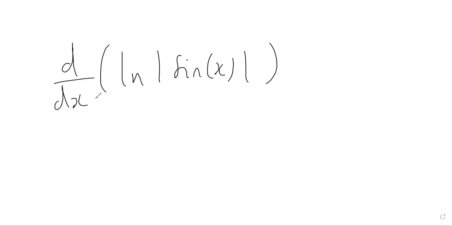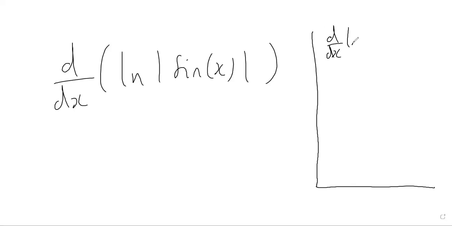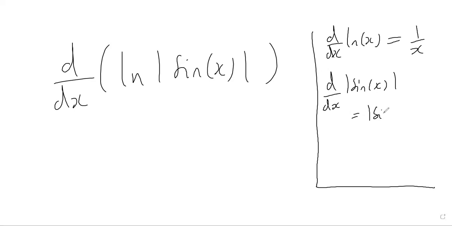So what we need to remember in order to calculate this derivative is that when we differentiate the natural logarithm function with respect to a variable, we get 1 over x. And when we differentiate the modulus of sine of x, which is what we did in the previous video, my last video yesterday, the result we got was the modulus of sine of x multiplied by cot of x. So we got that result from yesterday, and that's going to be helpful in today's video.